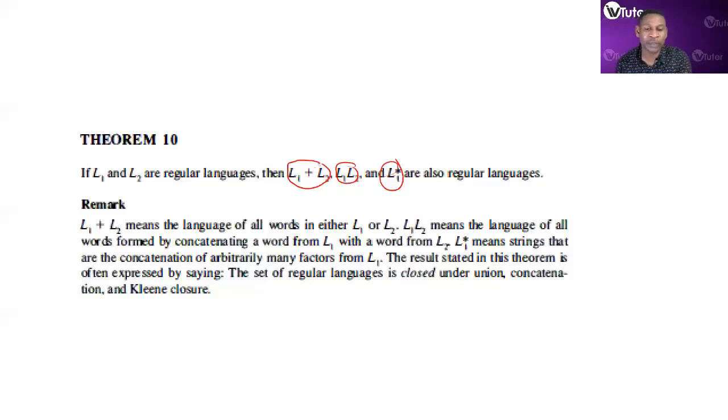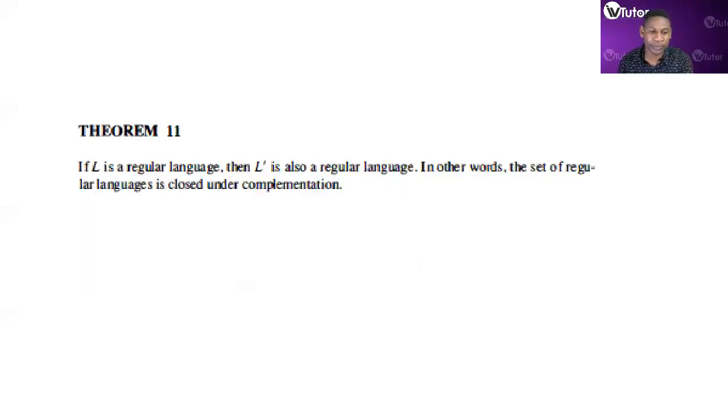We say that if we are given two regular languages, their product and their union is also a regular language, and the Kleene star of a regular language is also a regular language. Now, if we are given that L is a regular language, then the complement is also a regular language.